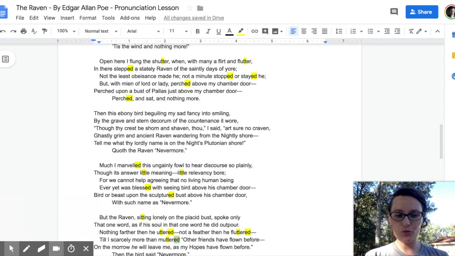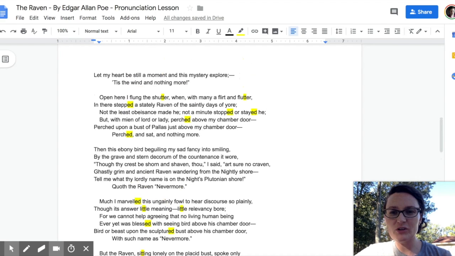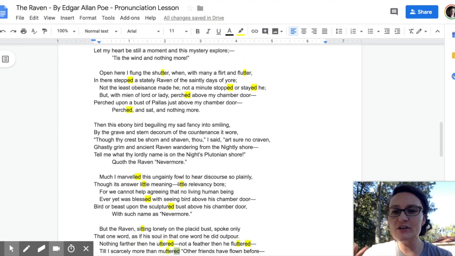Welcome back to part 3 of The Raven. We're getting closer to Halloween, so let's move our way through this poem. We're moving on to the second page. We just finished with "'Tis the wind and nothing more."